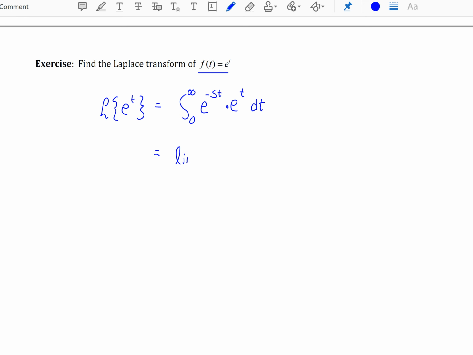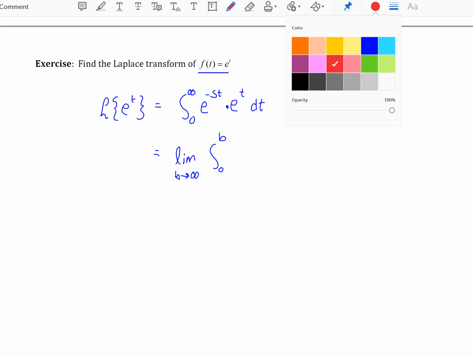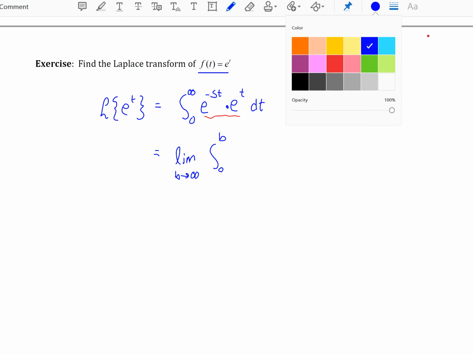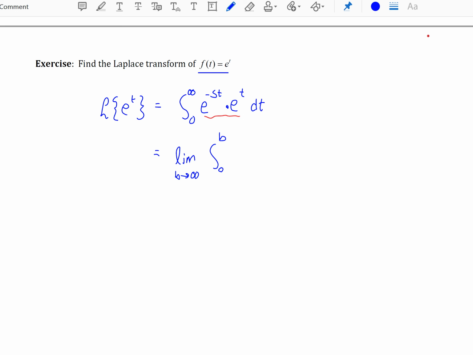And there's a couple things I'd like to do here. I want to rewrite my limits of integration using limits. So now we'll have the integral from 0 to b. And I'd also like to simplify the integrand. And notice that when you're multiplying these two exponentials that have a common base, we can add our exponents.